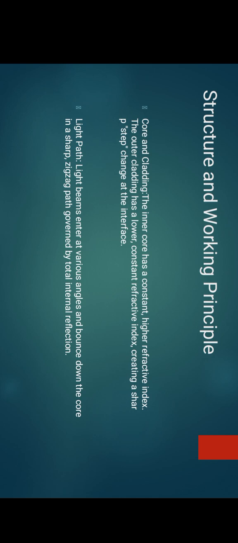Next, the structure and working principle. The structure: the step index fiber consists of core and cladding. The inner core has a constant higher refractive index. The outer cladding has a lower constant refractive index, creating a sharp step change at the interface. Second one, light path. Light beams enter at various angles and bounce down the core in a sharp zigzag path governed by total internal reflection.